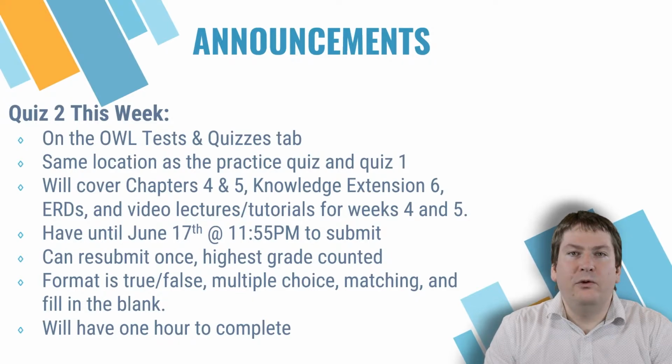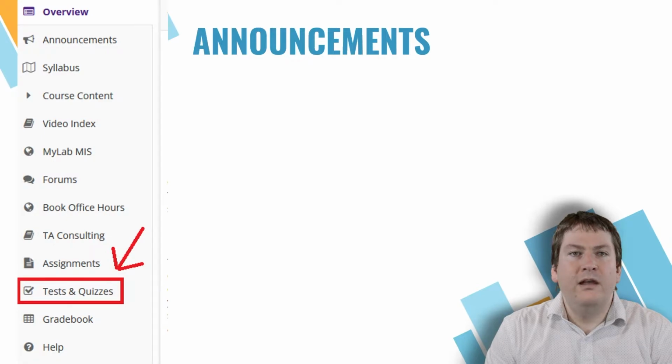About 40% of the quiz content by point value will be on ERDs, 40% on hardware and software, and 20% on databases. It will be important to manage your time well for this one, as the number of questions is the same, but the questions might take a little bit more thought and a little bit longer to work out, as they will be covering things like ERDs. So make sure you don't spend too much time on any one question. And once again, you can find the quizzes on the Tests and Quizzes tab on our OWL course site.